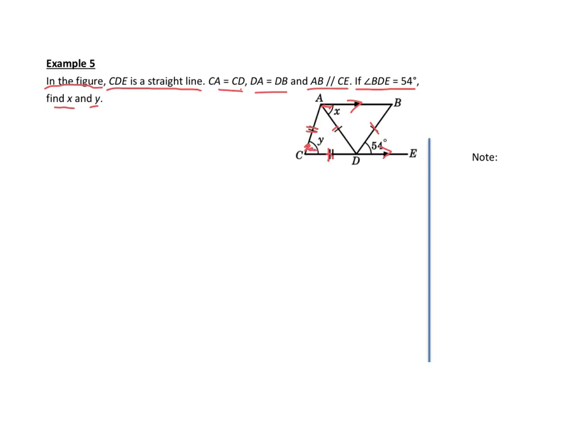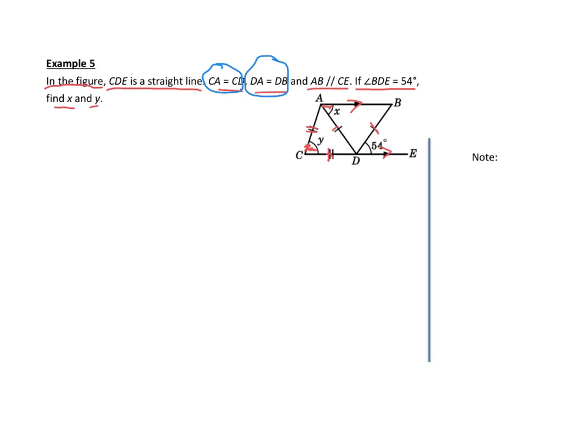This question is a little bit complicated. Why? Because the figure is composed of two different triangles. So for this type of question, the very important point is whether we can separate the figure into some simple figures. As it is given that CA is equal to CD and DA is equal to DB, actually that's two isosceles triangles.